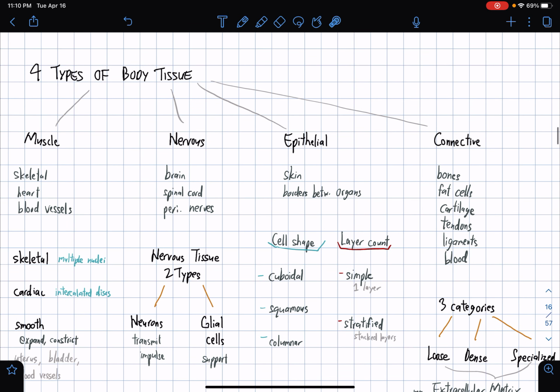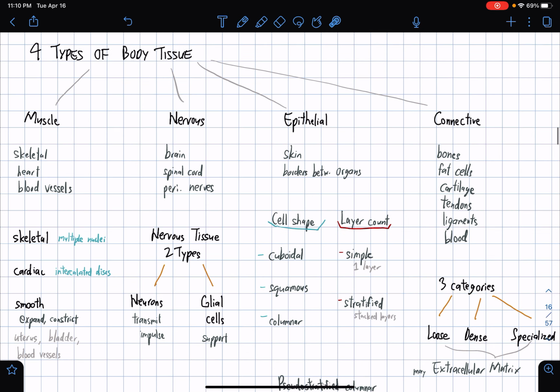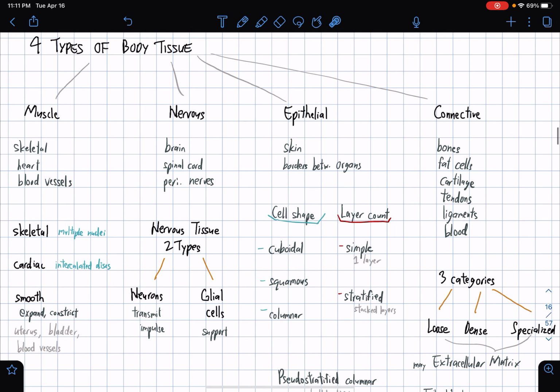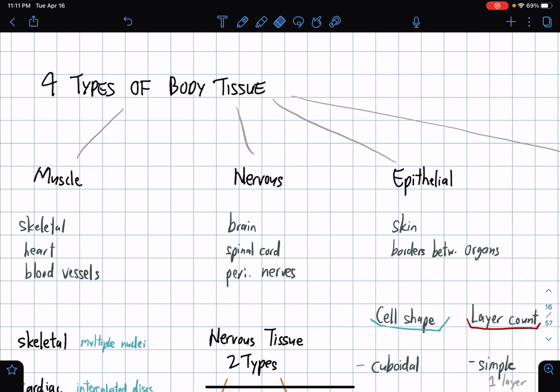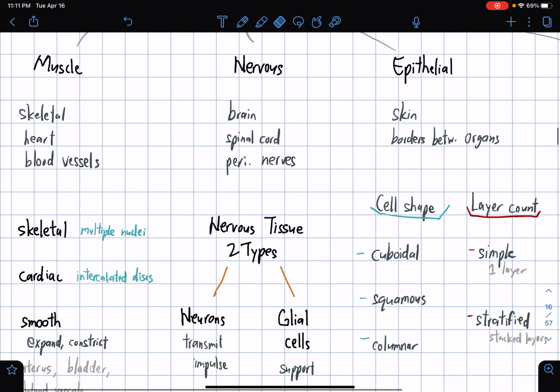So, for the last part, the 4 types of body tissue, this is actually my favorite among the other topics. We have 4 types. One is muscle, next is nervous, third is epithelial, and fourth is connective. So, literally from the word muscle, it refers to the muscles. They're involved in basically encasing the skeletal system, the heart, and the blood vessels. So they're all encased in muscle. We have skeletal muscle, the cardiac muscle, and the smooth muscle.